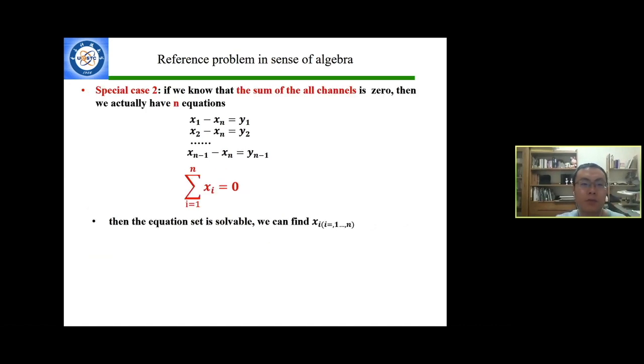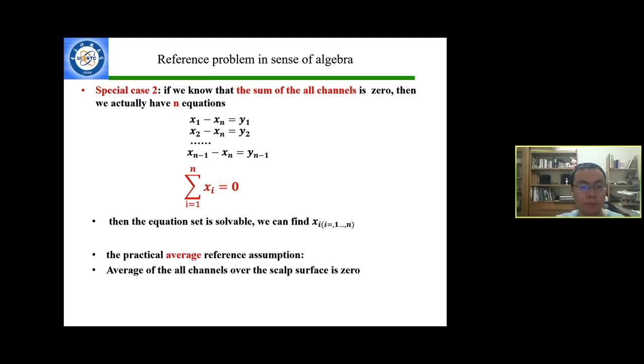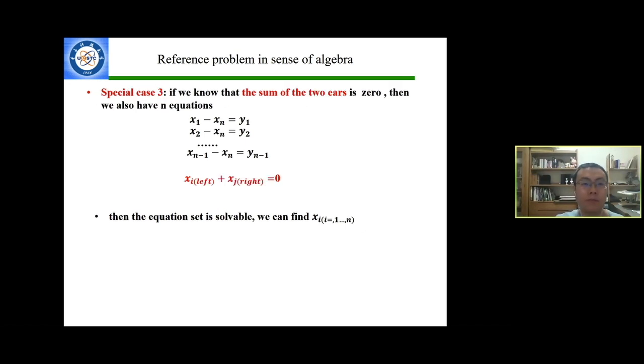For special case 2, if we know that the sum of all channels is 0, then we actually have n equations, and the equation set is also solvable, and we can find xi. The practical average reference assumption is that the average of all channels over the scalp surface is 0.